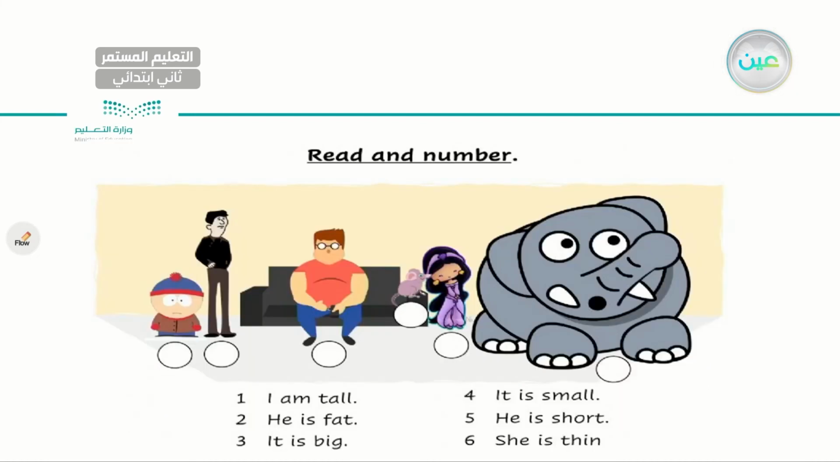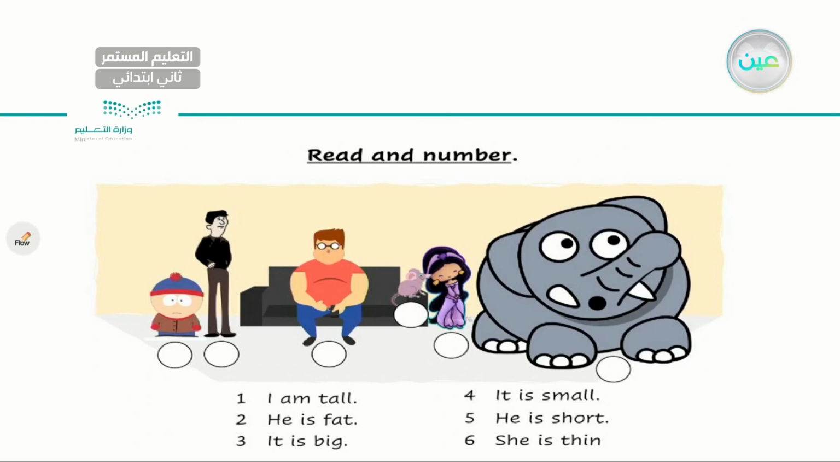Now, I have 6 different sentences with 6 different people and animals. Read and number. I am tall. Number 1, I am tall. Number 2, he is fat. Number 3, it is big. Number 4, it is small. Number 5, he is short. Number 6, she is thin. Let's go ahead and label and number.